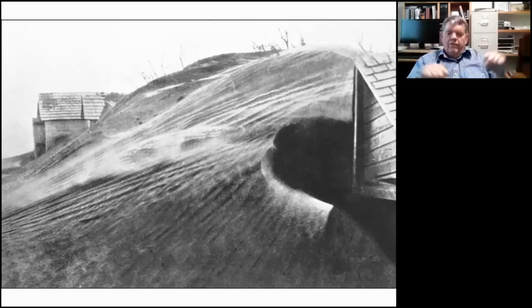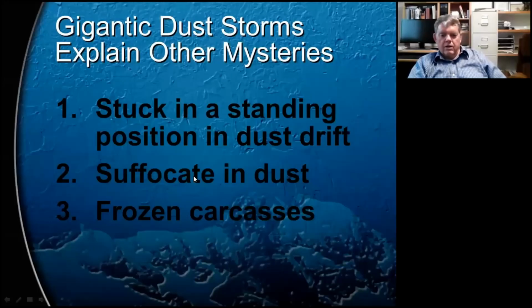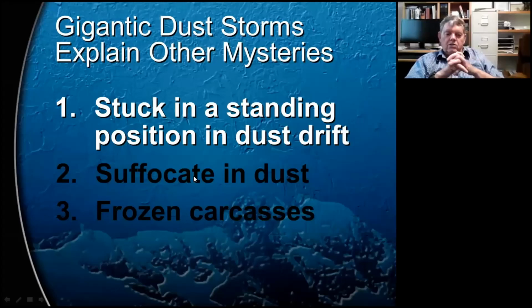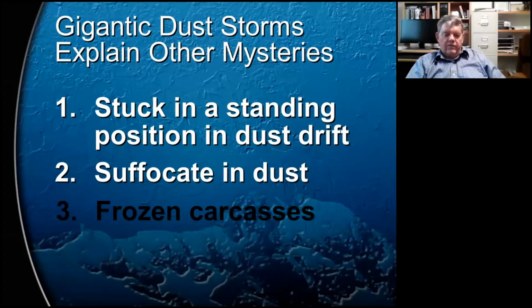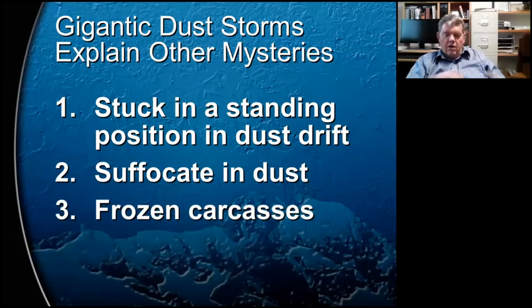They can't move. They try to get themselves out. They can shatter their leg bones trying to get out. And so they suffocate in a general standing position in these monstrous dust storms, which would have occurred. So it accounts for why some are stuck in a standing position in the dust drift, why they'd suffocate in the dust, and why some carcasses would freeze at a moderate rate, not a quick freeze, but a moderate rate, because the dust would be cooled from below and above at the same time as they suffocated.